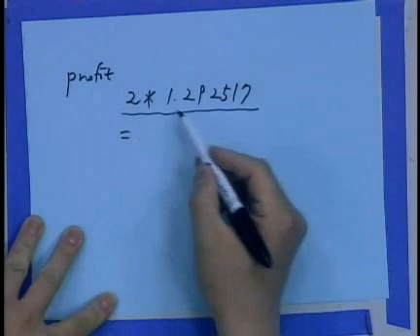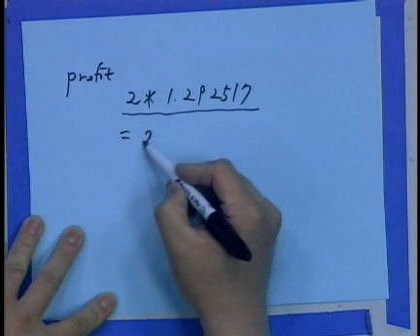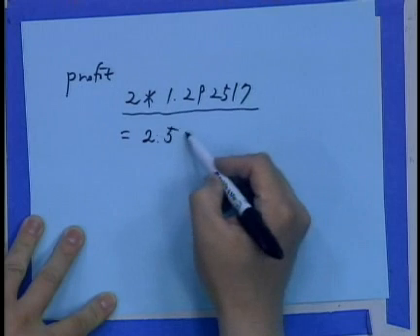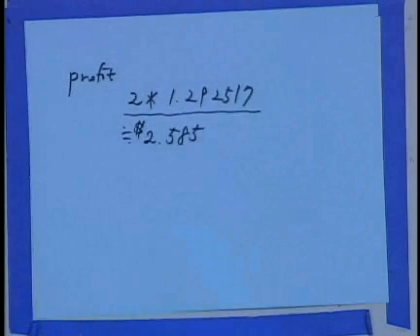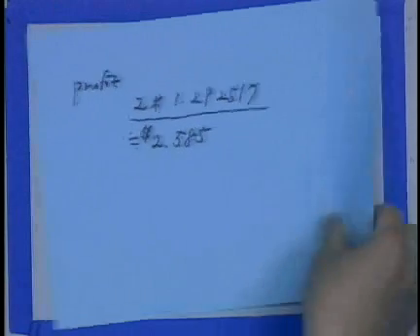So what is this value? It's going to be 2.585 approximately, right? I said the dual price indicates the improvement in the objective function value resulting from a unit increase of the right-hand side value, right? Okay, next.